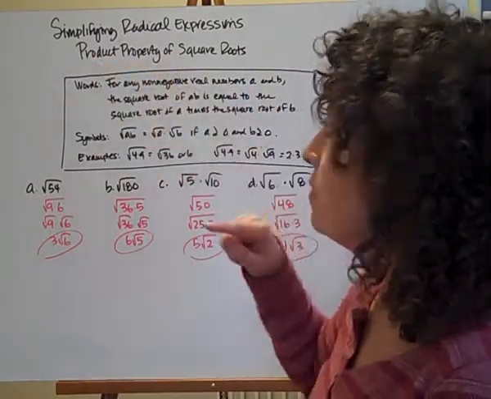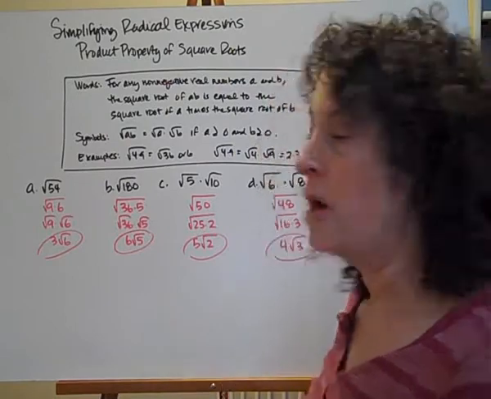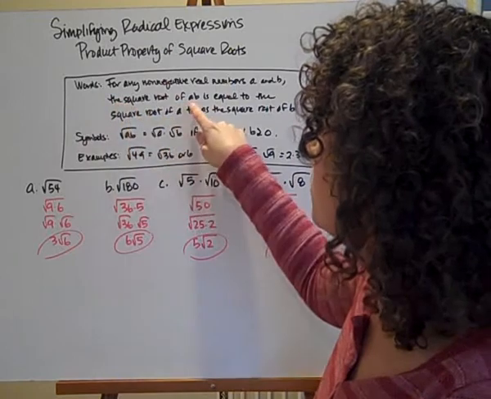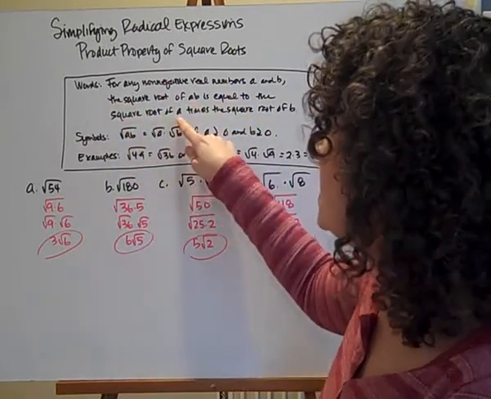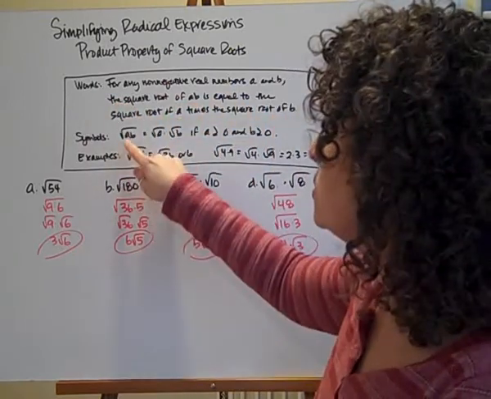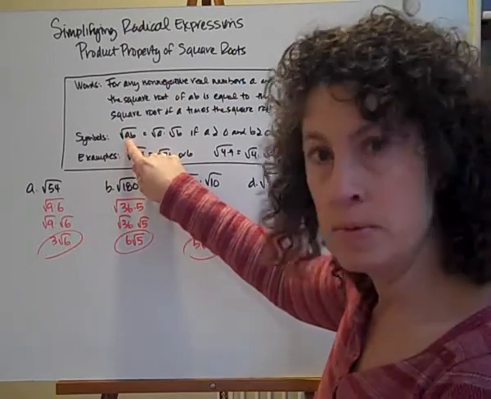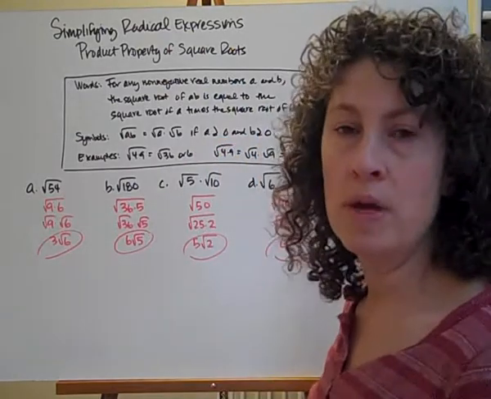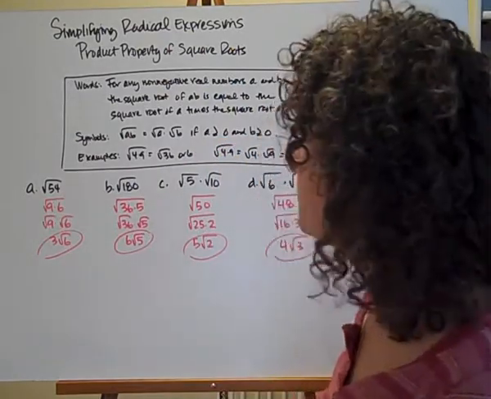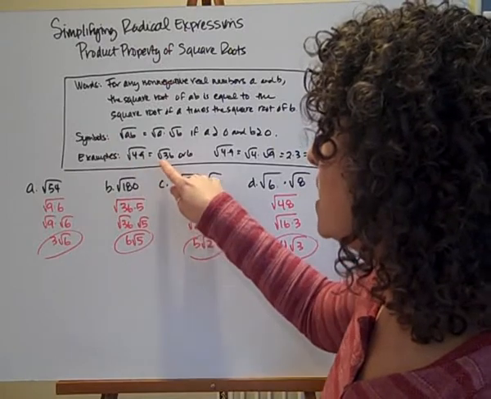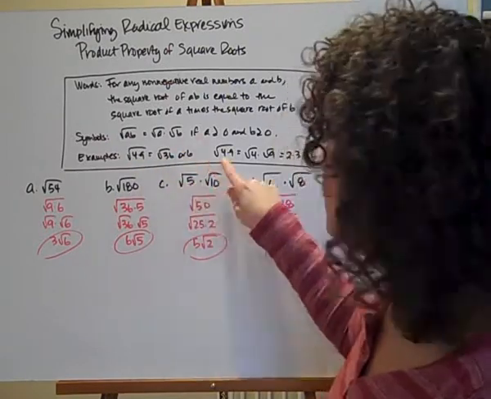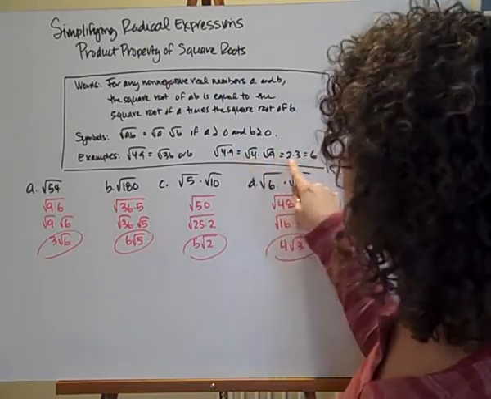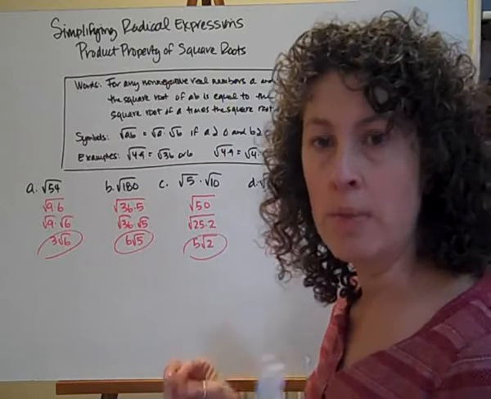The product property of square roots is what we're going to use for the most part to simplify our radicals. In words, for any non-negative real numbers a and b, the square root of ab is equal to the square root of a times the square root of b. In symbols, the square root of a times b equals the square root of a times the square root of b, as long as a and b are both greater than or equal to 0, which makes sense because I can't find a square root of a negative. For an example, the square root of 4 times 9 is the square root of 36, which is 6. But we could also say the square root of 4 times 9 is the square root of 4 times the square root of 9. That's 2 times 3, which is also 6. So I can break it up that way.